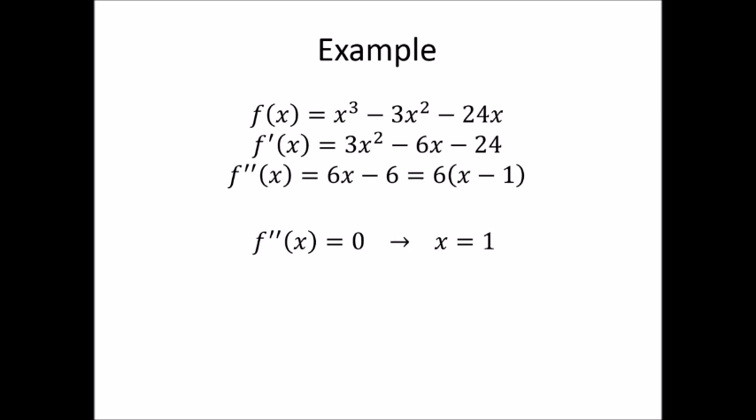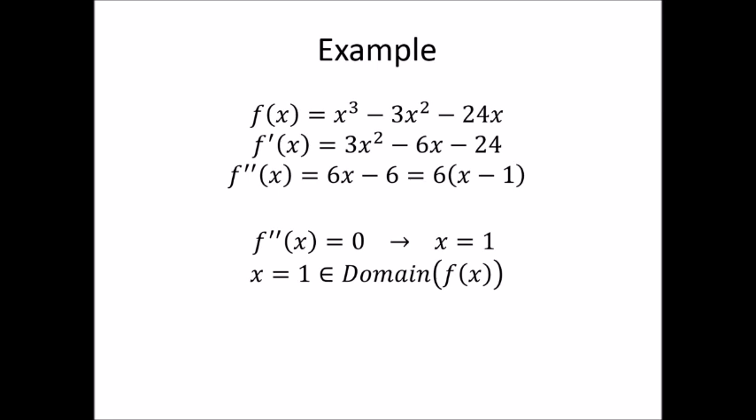Now for this example, I'm going to also determine the convexity and concavity. And to do that, it's fairly straightforward, very similar to what we did when we were looking for local minima and maxima. I check that my potential inflection point is in the domain of the function. It is, because this is a polynomial. It's defined on the full real line. And then I make myself a little table. I'm going to look at the interval -∞ to 1 and 1 to positive infinity.